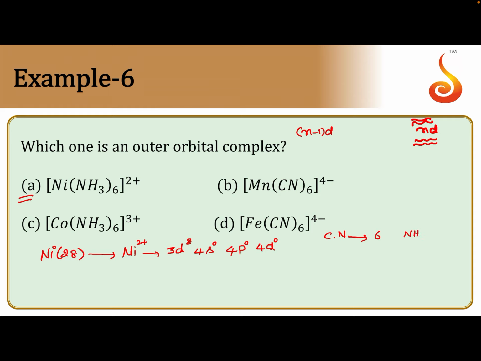Ammonia ligands, of course, are strong field ligands. So then you check the availability of inner d orbitals. Since ammonia ligands are strong field ligands, only inner d orbitals are preferable for the hybridization. Since the coordination number is 6, the hybridization must be either sp3d2 or d2sp3.